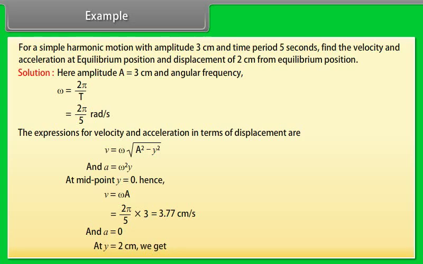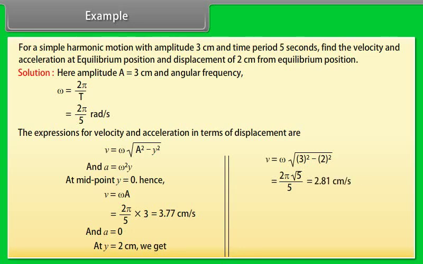At y is equal to 2 cm we get v is equal to 2 pi under root 5 upon 5 is equal to 2.81 cm per second. a is equal to omega square y is equal to (2 pi upon 5) whole square into 2 is equal to 3.16 cm per second square.